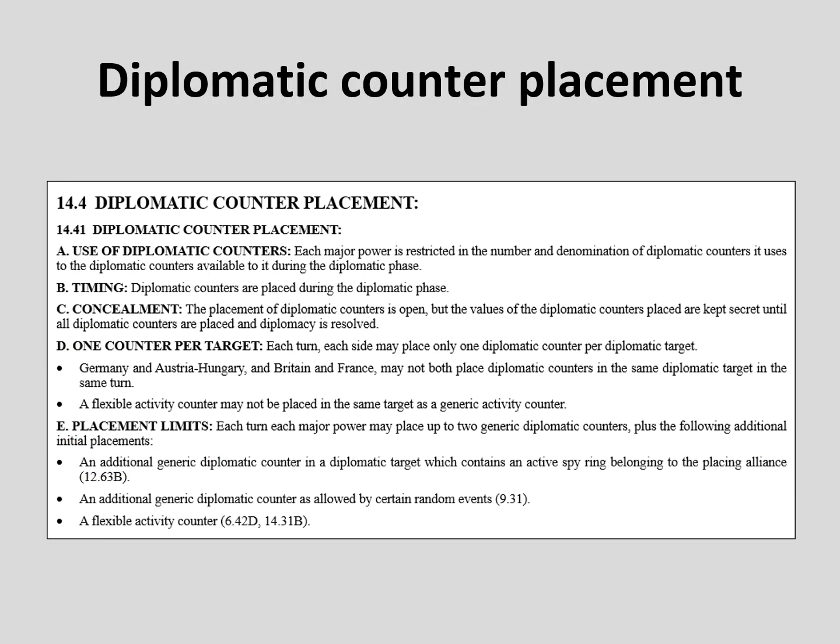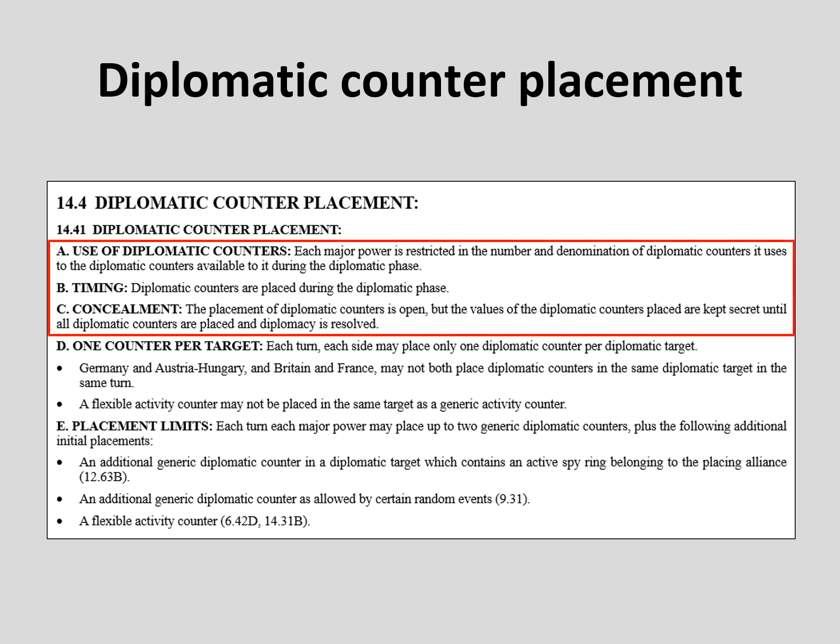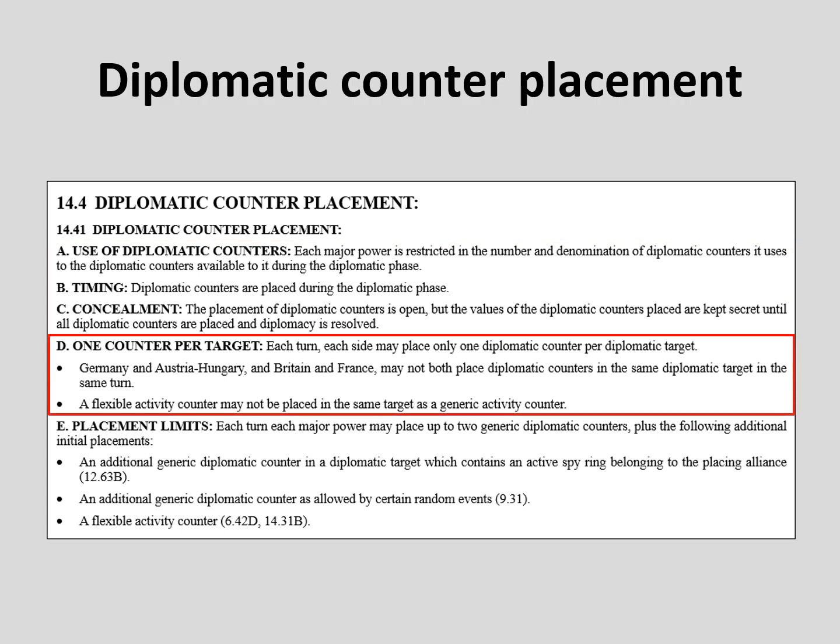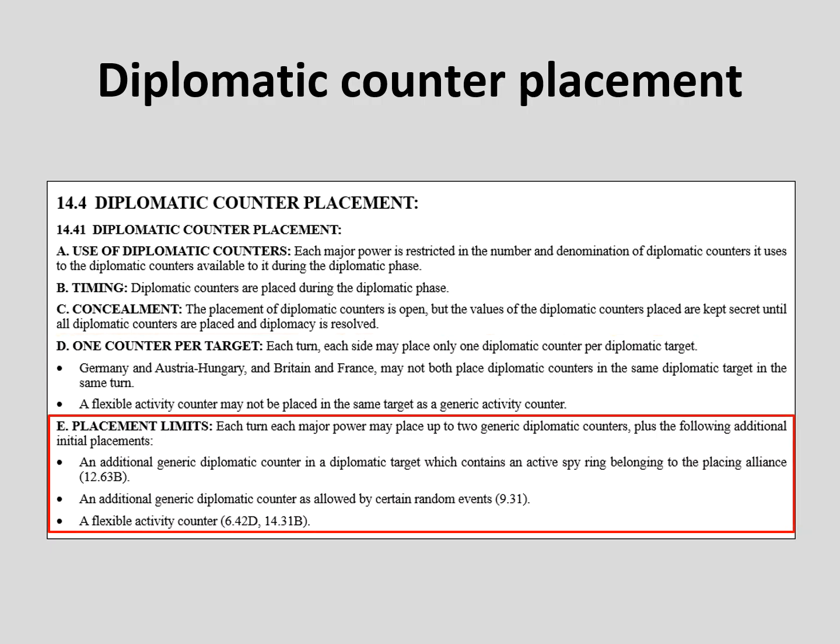Rule 14.4 sets out the mechanics of diplomacy and the restrictions on diplomatic counter placement. Diplomatic counters are placed face down during the diplomatic phase. Each side may place only one diplomatic counter in each diplomatic target. This restriction also applies to flexible activity counters. As previously mentioned, each major power may use two generic counters, plus its flexible activity counter, for diplomacy.